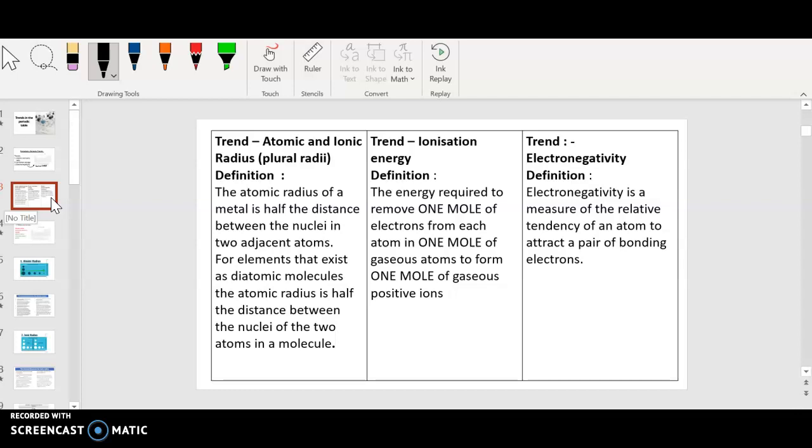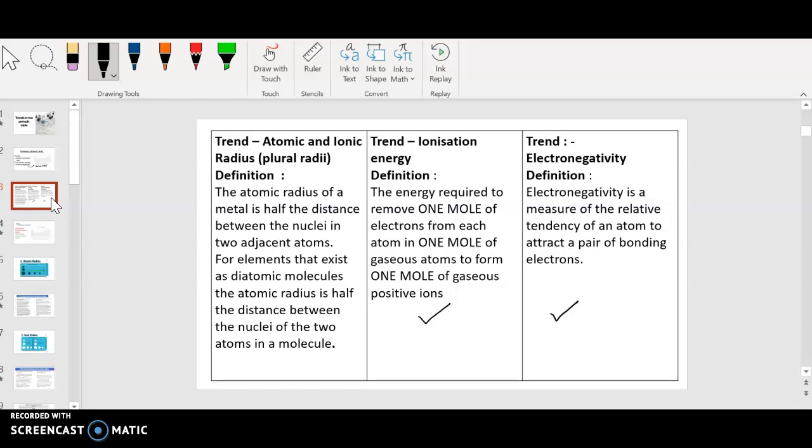Most often in the exams, I've seen the examiner ask for a definition of ionization energy or a definition of electronegativity. However, it's also good to know what is atomic radius and how we measure atomic radius. The definition says the atomic radius of a metal is half the distance between the nuclei in two adjacent atoms. And for elements that exist as diatomic molecules, the atomic radius is half the distance between the nuclei of the two atoms in that molecule.